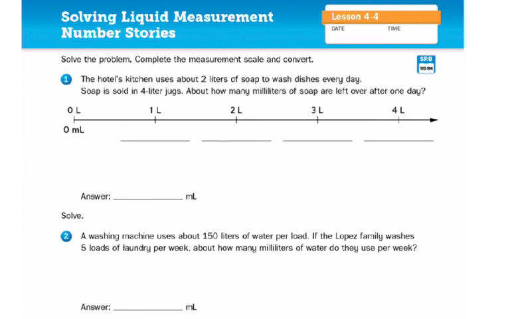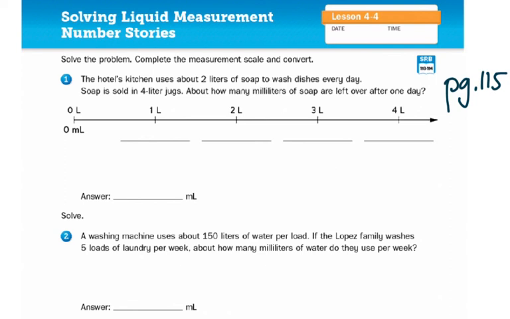We're just going to go ahead and do the top one on page 115. It says solving liquid measurement number stories. Solve the problem, complete the measurement scale, and convert. The hotel's kitchen uses about 2 liters of soap to wash dishes every day. Soap is sold in 4-liter jugs. About how many milliliters of soap are left over after 1 day?